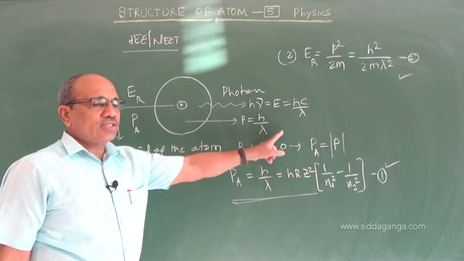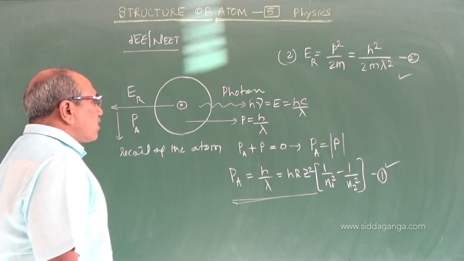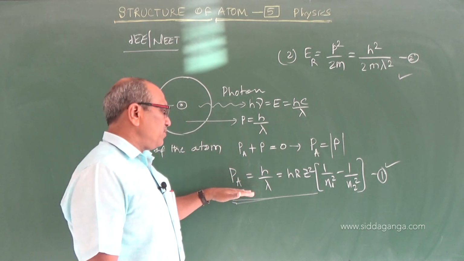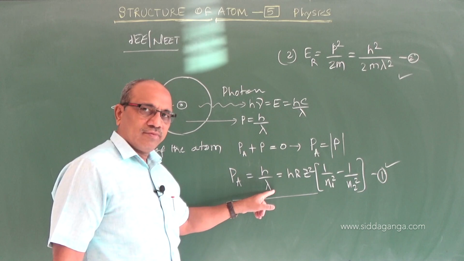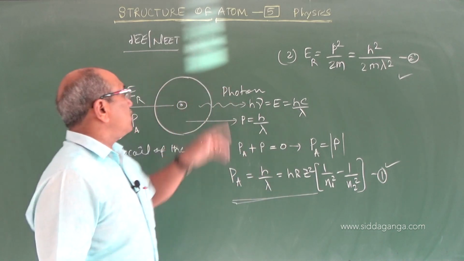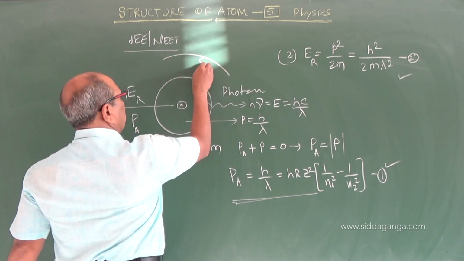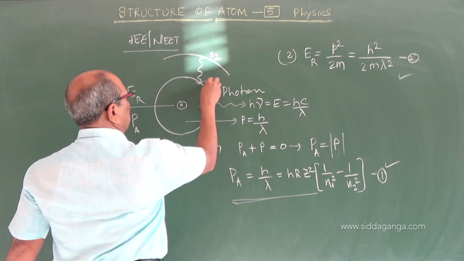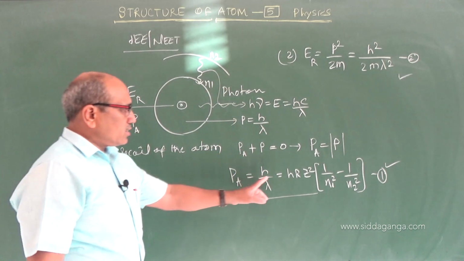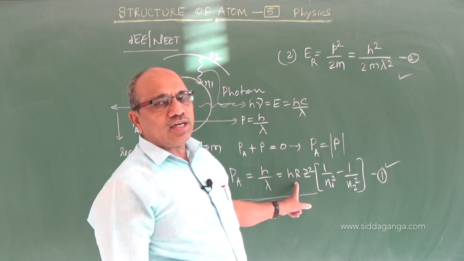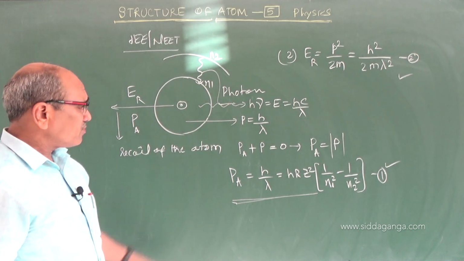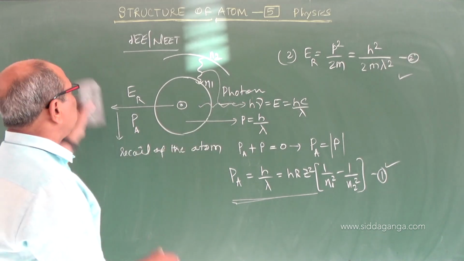When radiation is emitted, the atom recoils backward; it has some momentum and some energy. Momentum of the atom equal to momentum of the photon is expressed in this relation. That lambda depends on which radiation is emitted, from n2 to n1, so that is given here. And what is the recoiling energy of the atom? It is P square by 2m, where P is h by lambda, substituted.